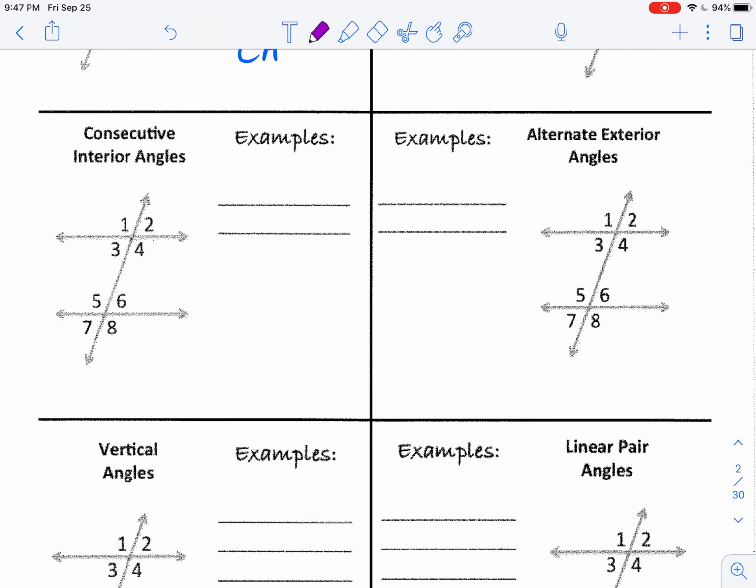Consecutive interior angles are angles such as 3 and 5. They're right next to each other. Consecutive means they're right next to each other. Interior means they're on the inside of the two parallel lines, or the two lines. So we can say angles 3 and 5. The other pair that we've got here would be angle 4 and angle 6. And these are consecutive interior angles, or same side interior angles.